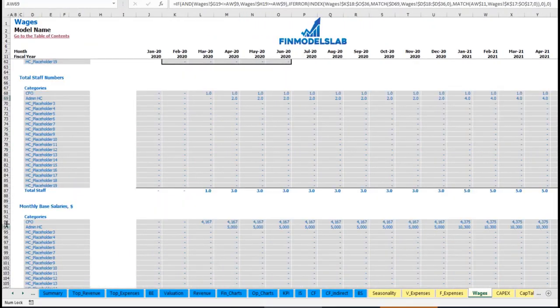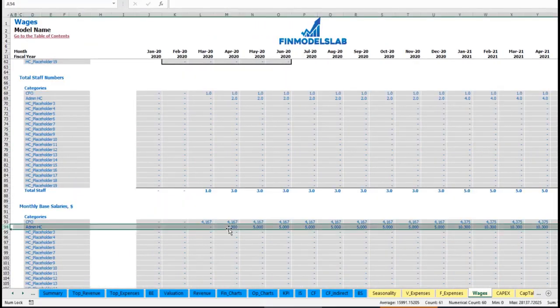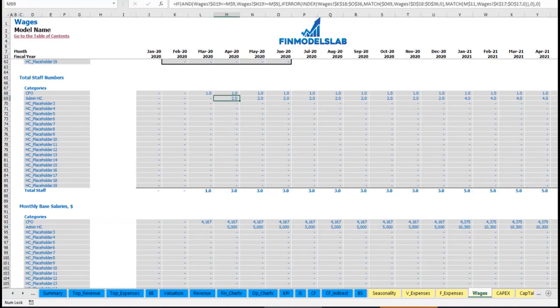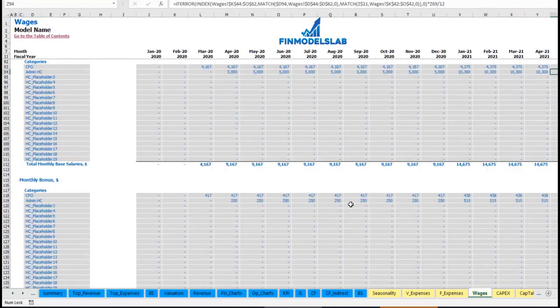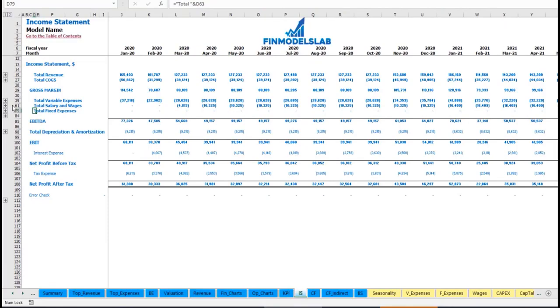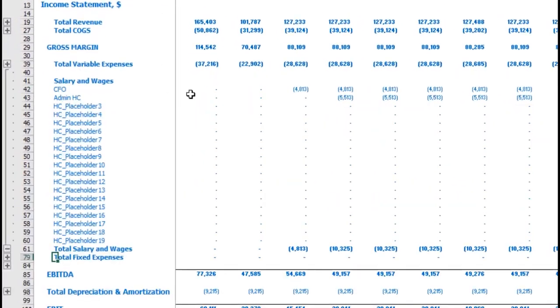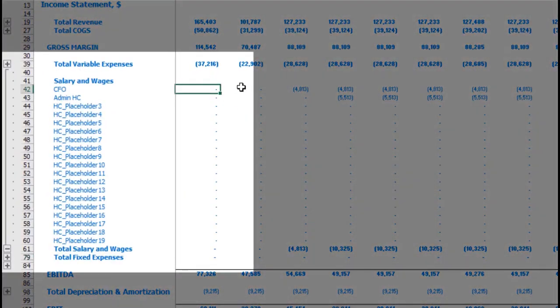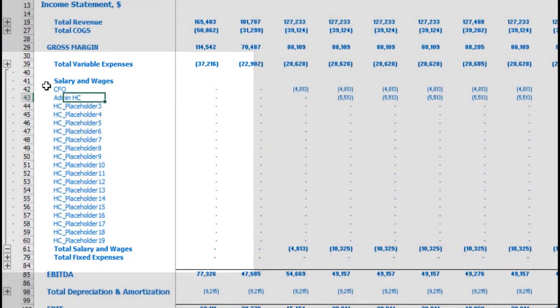Again, calculation of salaries for these, in this case 4 headcounts, calculation of bonuses, and calculation of monthly based taxes. You may see in the income statement, total salaries and wages, and here you may see the total amount of bonuses, payroll taxes, and wages for these headcounts.